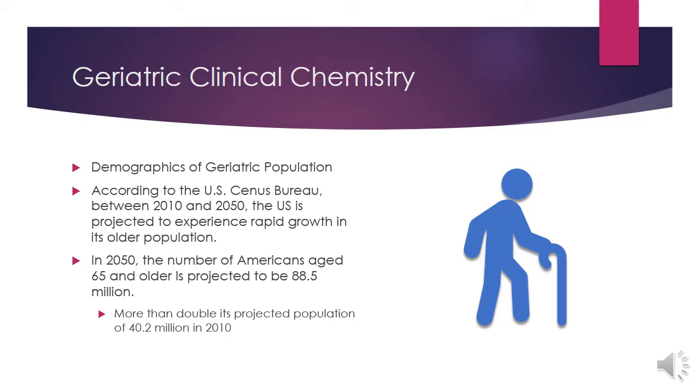In 2050, the number of Americans aged 65 and older is projected to be 88.5 million. That's quite a few people, and that's supposed to be more than double what was projected in 2010. Now we are in 2018, and we know that that number is on the rise steadily. For those of us living in Florida, we see it every day. Remember, driving on the highway.